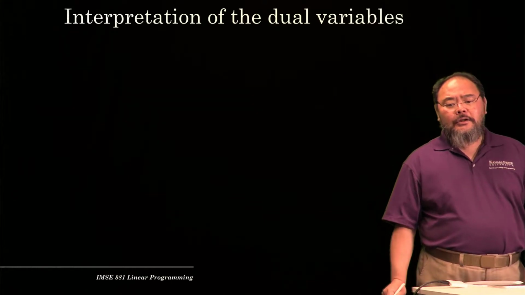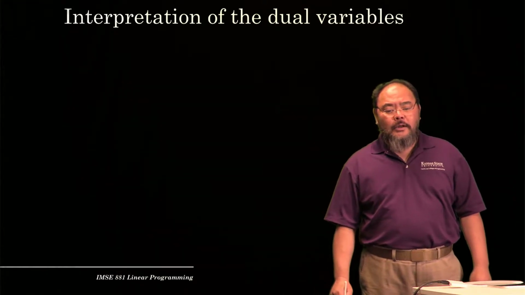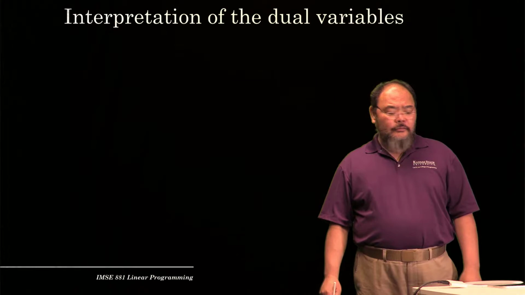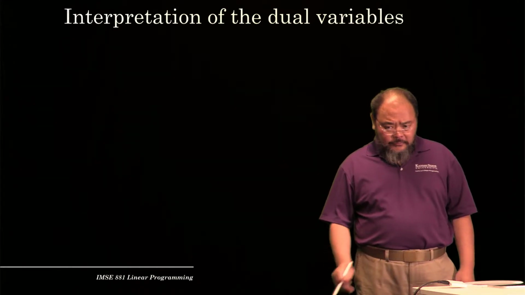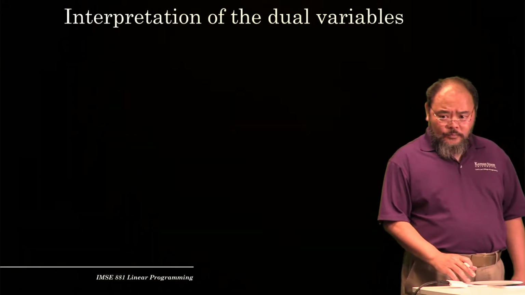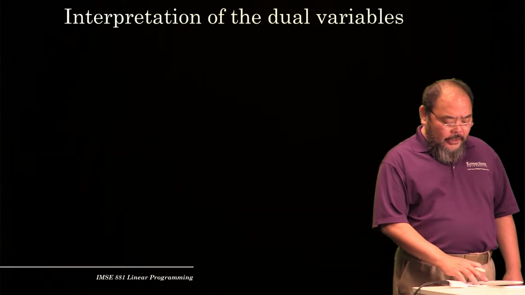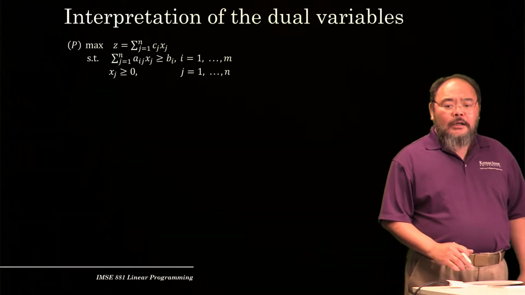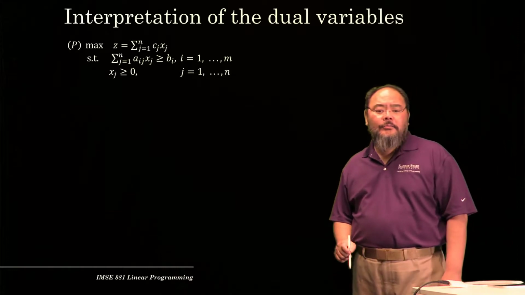Last time we finished Part 1 and Part 2. Today we start focusing on the interpretation of the dual variable, what it means to the actual decision making. Look here, we have a maximization problem.